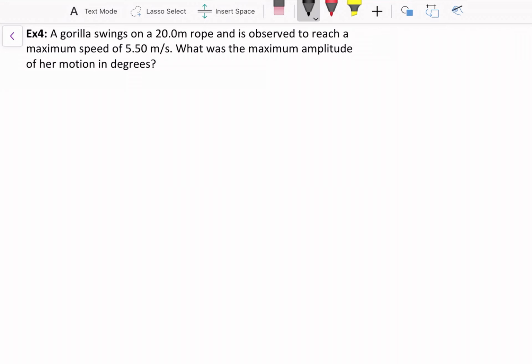So in this case, we've got a gorilla swinging on a rope who is observed to reach a maximum speed of 5.5 meters per second. So let's write down what we know. Their length is 20.0 meters. The speed is 5.50 meters per second. And we want to know what the maximum amplitude of the gorilla's motion is in degrees. So how far does the gorilla swing when it reaches its maximum amplitude?